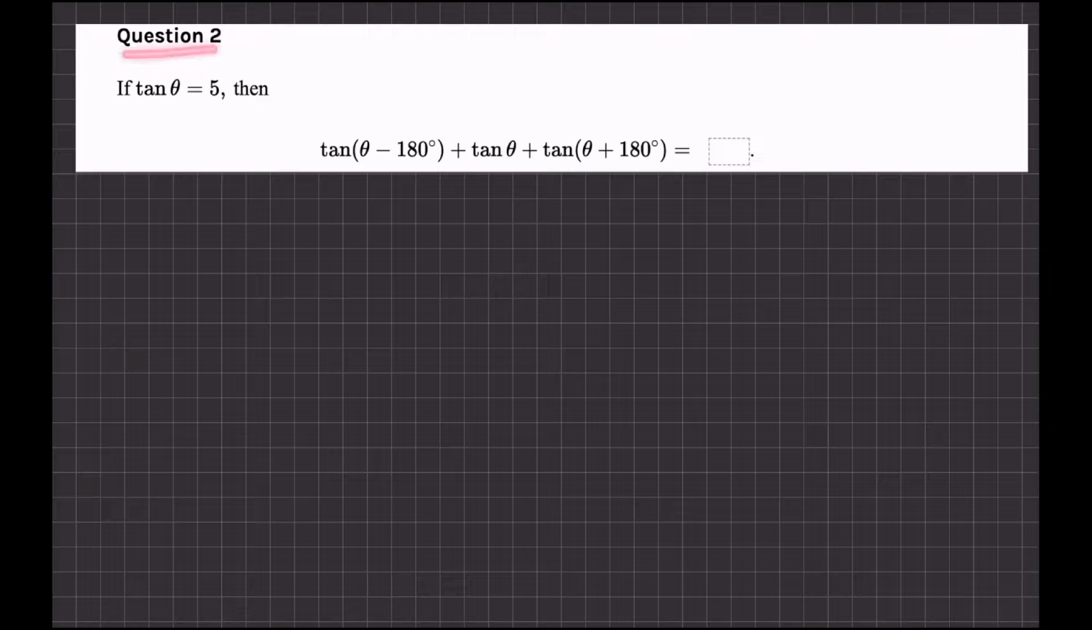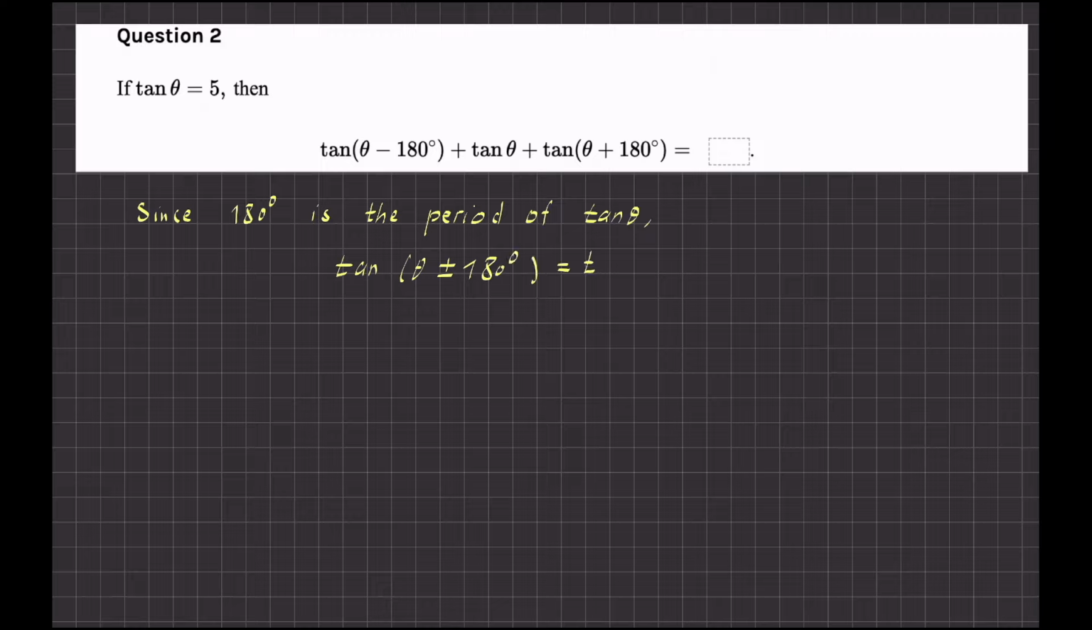Question number 2. If tangent theta equals 5, then tangent of theta minus 180 degrees plus tangent of theta plus 180 degrees is equal to what? Okay, so you need to write that since 180 degrees is the period of tangent theta, tangent theta plus or minus 180 degrees is equal to tangent theta.